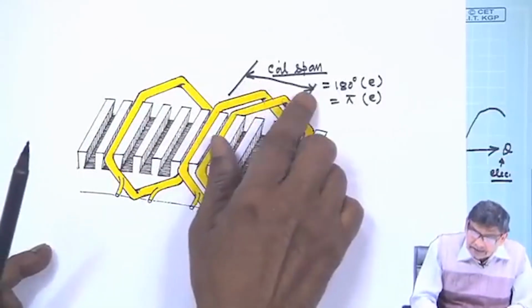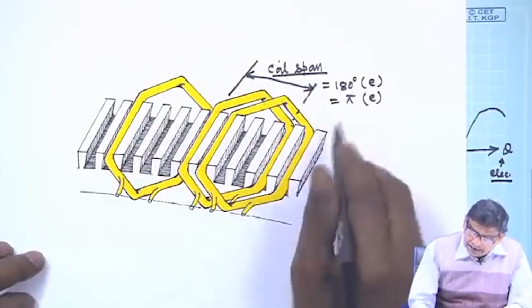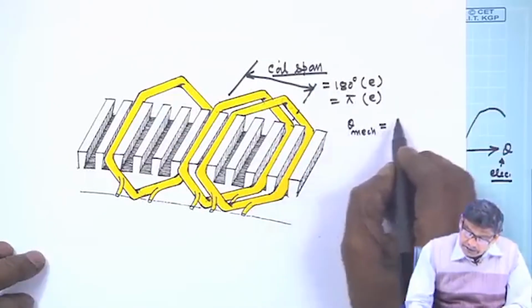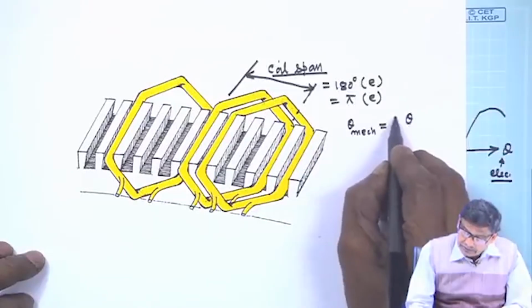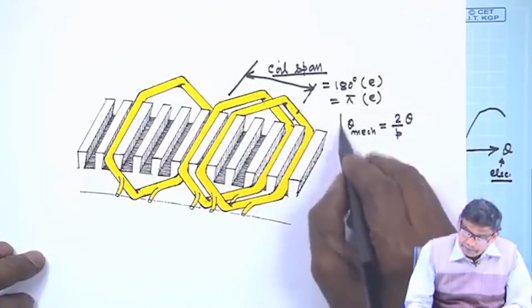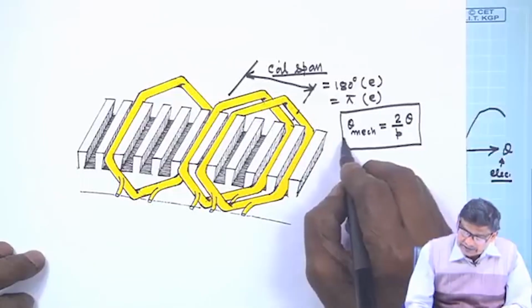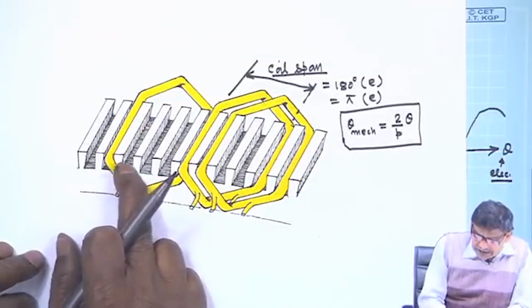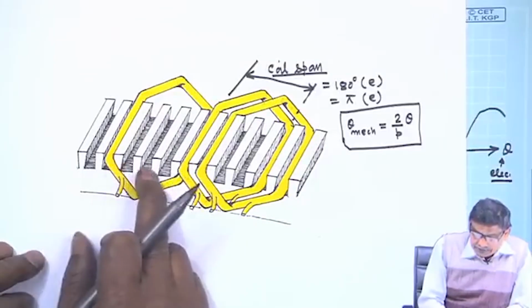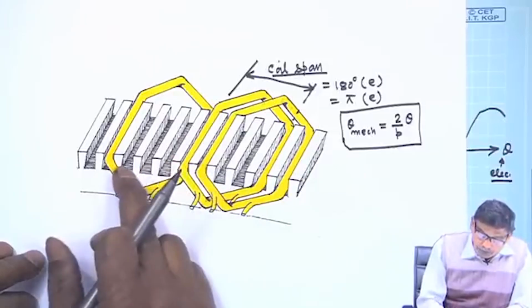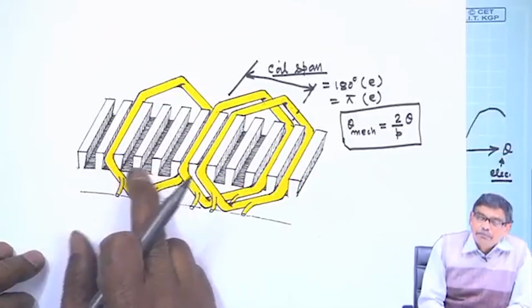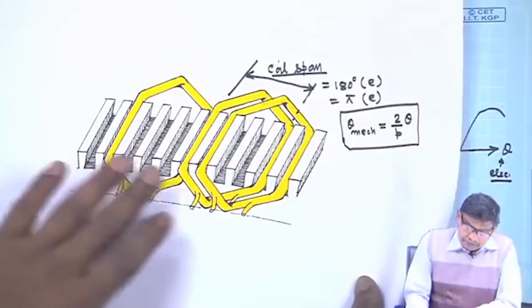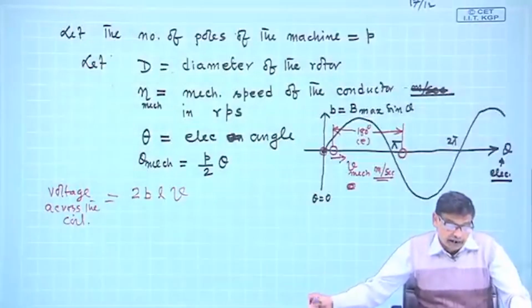What is the mechanical angle between these two? The mechanical angle, theta mechanical, should be theta electrical into 2 by P. This is the thing: if you traverse a certain angle in mechanical terms, 30 degree, and it is a 4 pole machine, it means that you have moved by 60 degree electrical. Okay, so this picture you keep in your mind.